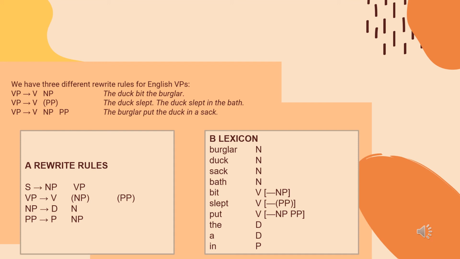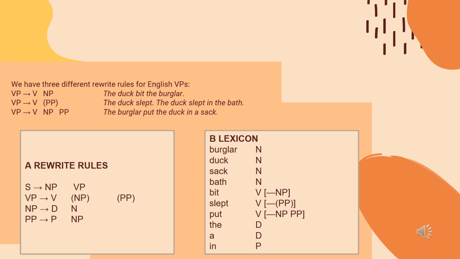For the lexicon, we consider burglar, duck, sack, bath. They all are nouns. And bit, slept, put are the verbs. The long dash indicates the place where the verb is inserted. So, long dash noun phrase says the verb in question must be followed by a noun phrase. And the and a are determiners and in is a preposition.